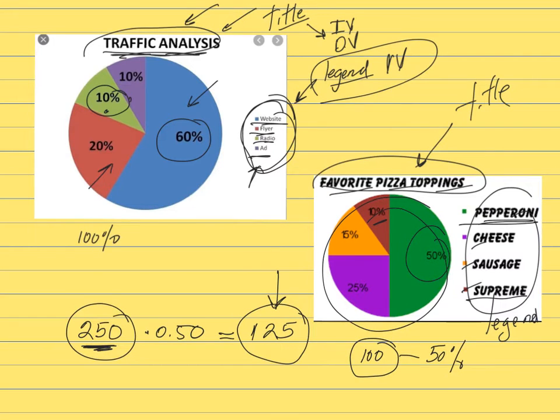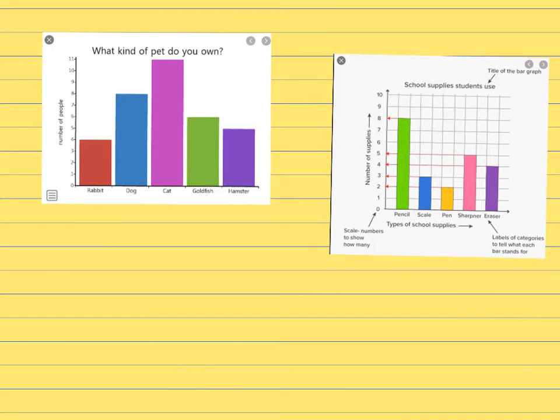Okay, let me see. Supreme, only 10%. Out of the 250, only 25, because it's 10%, they will have a Supreme pizza. Okay, that's the information that you can get from a pie graph. Remember, you have to pay attention to the title, you have to pay attention to the legend. Okay, we're going to continue. Now we're going to continue with the bar graph.